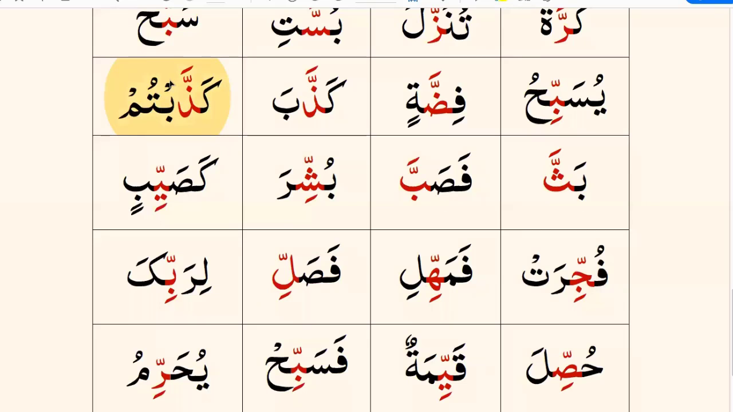Now the ba here, what's this sign here? This is a sukun. Okay, so we need to join this dhal to this ba. So it would be kadhdhab. Kadhdhabtum. Kadhdhabtum. كذبتم. Okay, excellent. Very, very good effort.